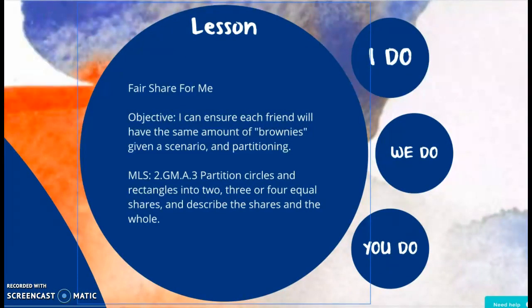For this lesson, the objective states, I can ensure each friend will have the same amount of brownies given a scenario and partitioning. This lesson focuses on the Missouri Learning Standard 2.GMA.3.